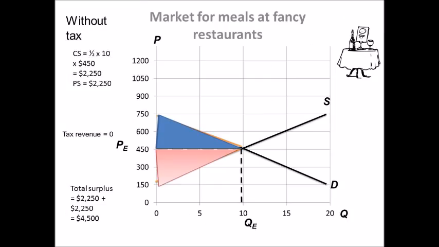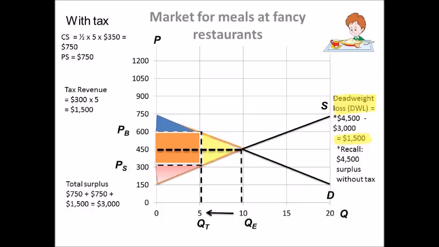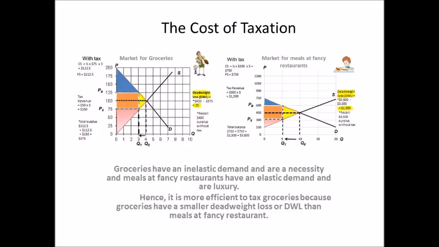Now on with the market for meals at fancy restaurants. Again, we'll see a graph without the tax. The total surplus here is $4,500. And on this graph, the total surplus is 3,000. Again, you will see the deadweight loss here calculated and it's $1,500. Now that you have seen both with taxes imposed, which one needs to be taxed?